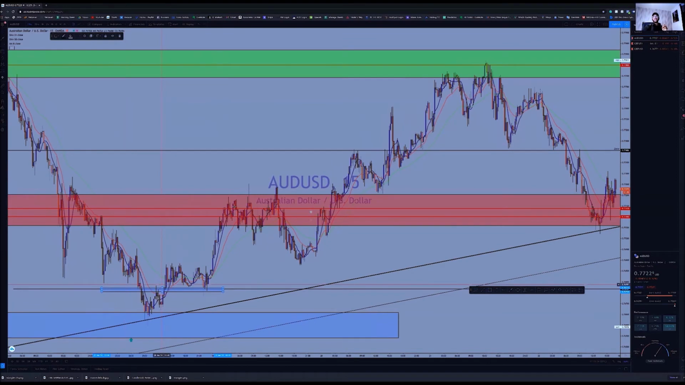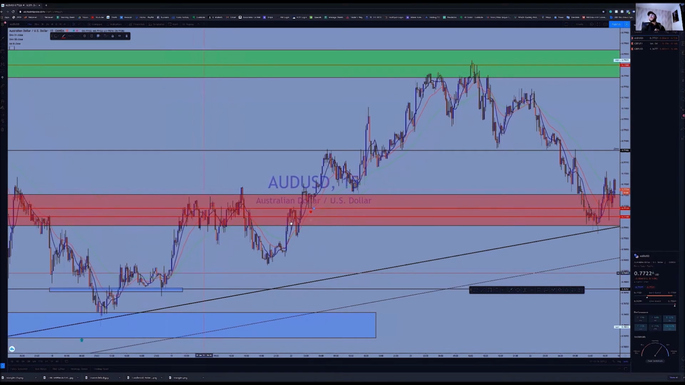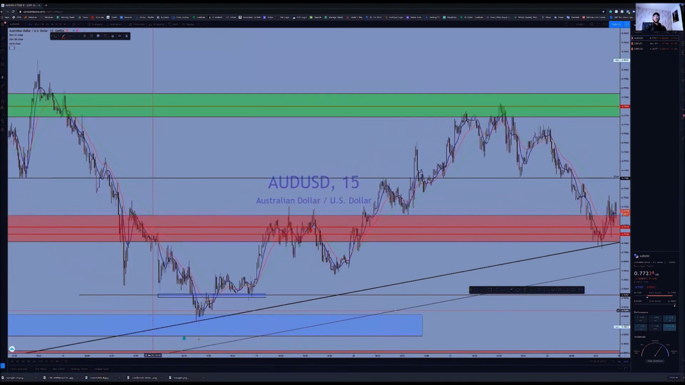Take profit was up at this level. Take profit was at 0.7700, and the next take profit was at 0.77200. And the stop loss was just below this level.